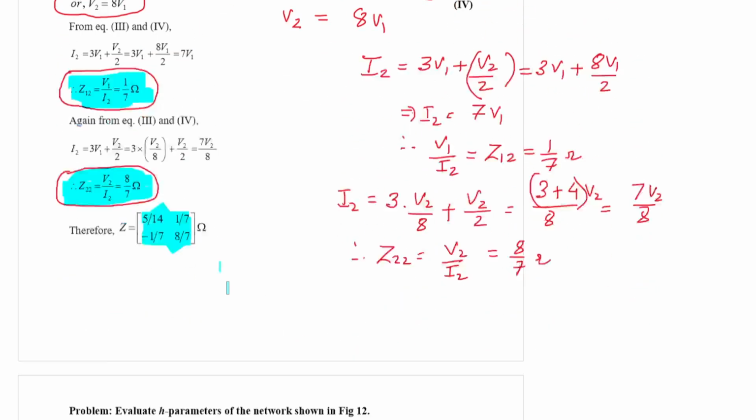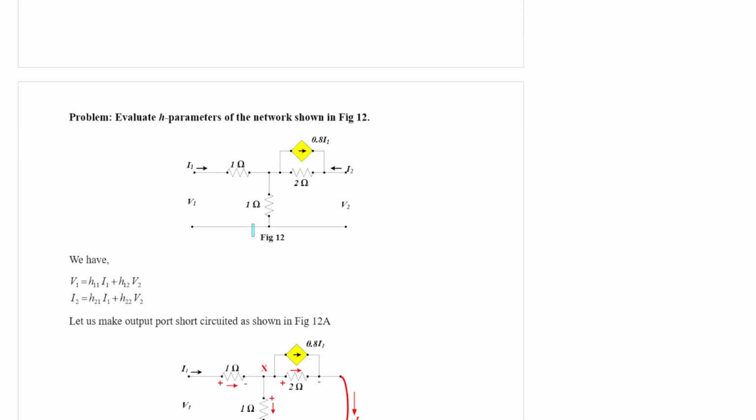So let us move to our next problem. Now in this problem, as shown in figure 12, it is to evaluate H parameters. So these are the fundamental equations of H parameter.